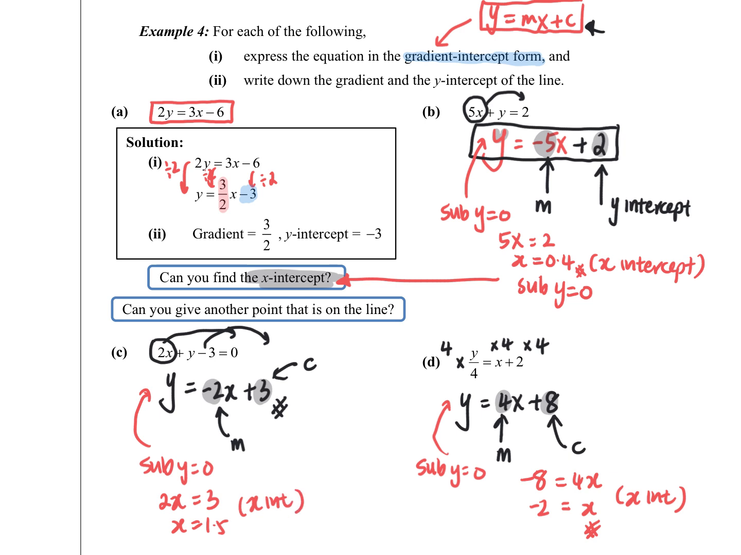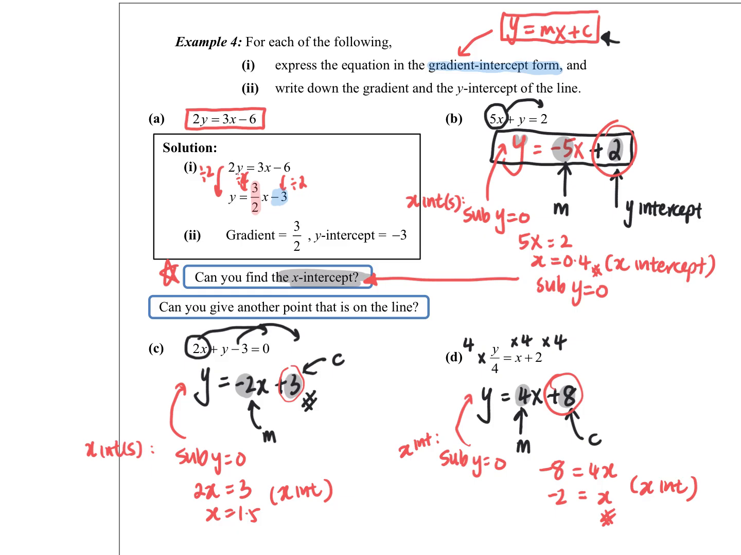Yeah, this one. They ask, can you find the x-intercept? So in order to find x-intercept, you sub y as 0. So if the question asks for x-intercept, this is what you do. The y-intercept is already here, so we don't need to find it. Okay?